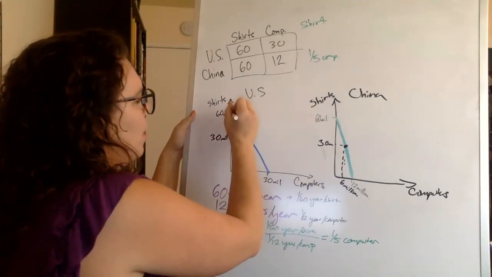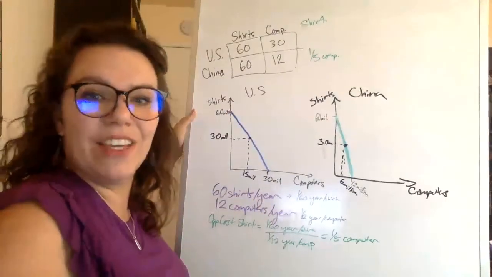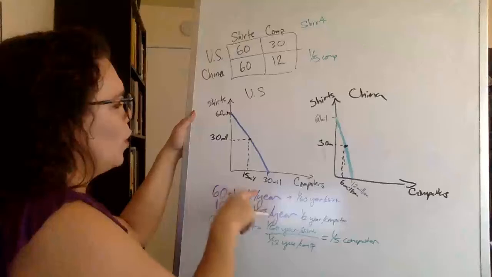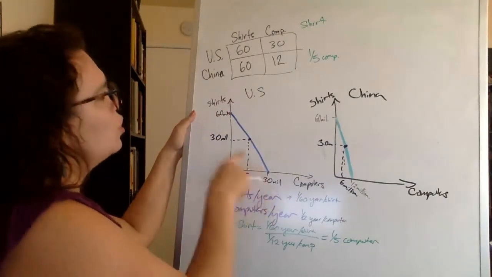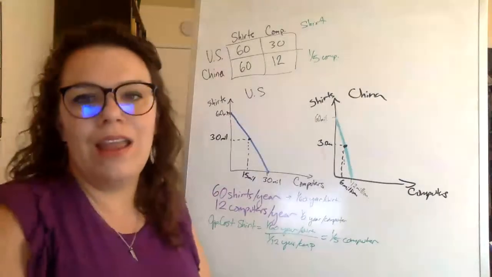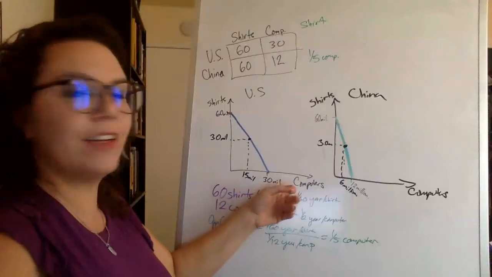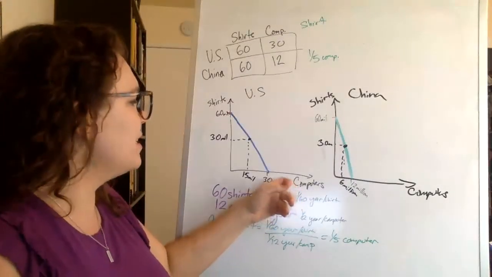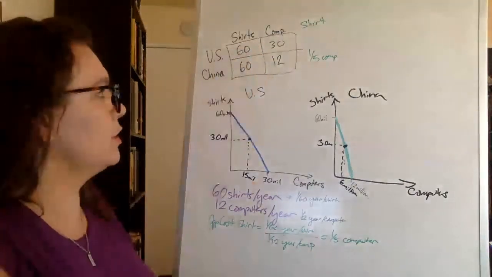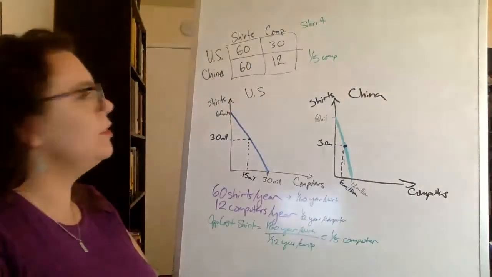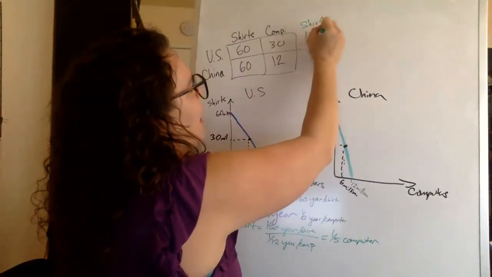And so we can think about the slope of this production possibilities frontier giving us the answer. And we can see that it's a 2-to-1 relationship, right? You can make twice as many shirts as you can computers. So if we give up a shirt, we're going to get half of a computer back. Or in the time it takes to make a computer, a worker could make twice as many shirts. So that means that the opportunity cost of making a shirt in the United States is 1/2 of a computer.